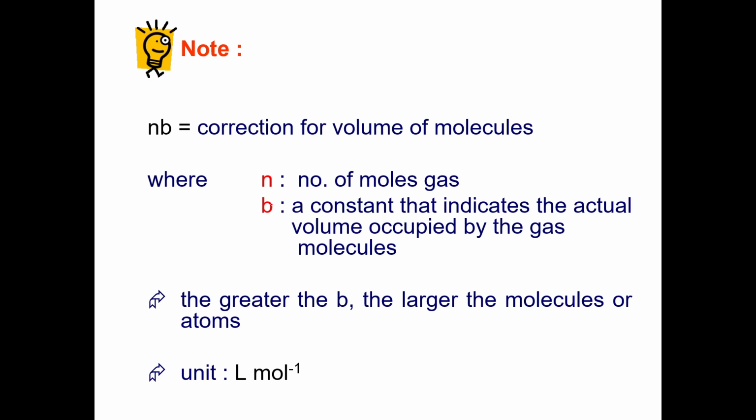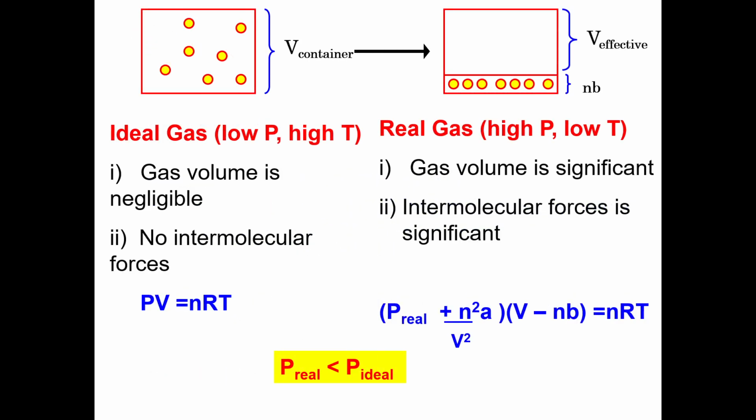So kalau untuk intermolecular force tadi kita ada factor a, ataupun a itu ialah constant. So this one b itu ialah constant untuk volume. So sama juga untuk b. So bila b semakin besar, okay, meaning molecule tu semakin besar. Okay, so yang ini summary.